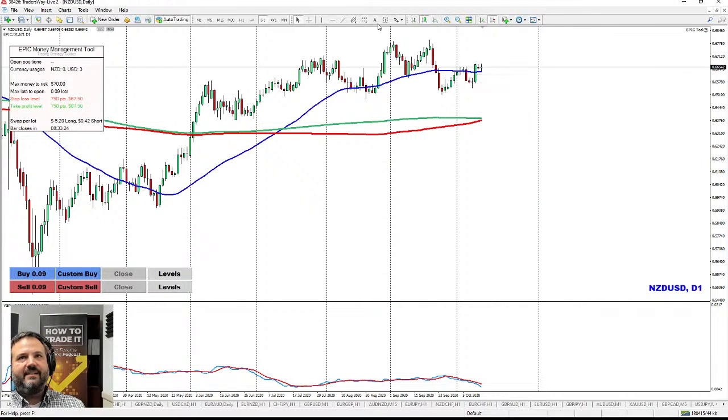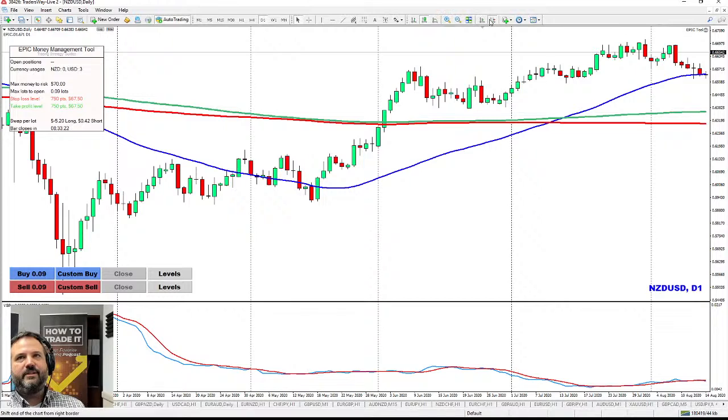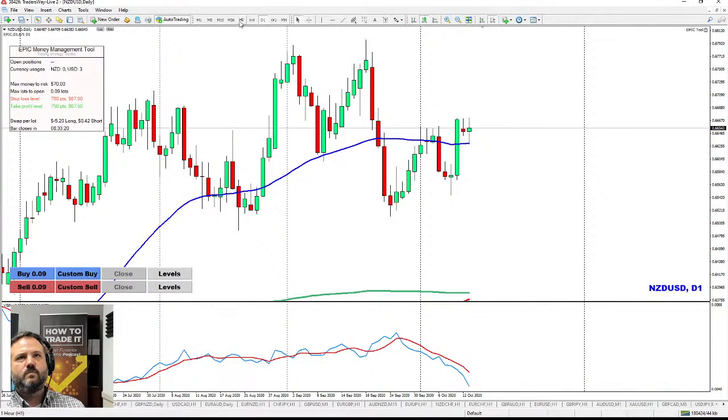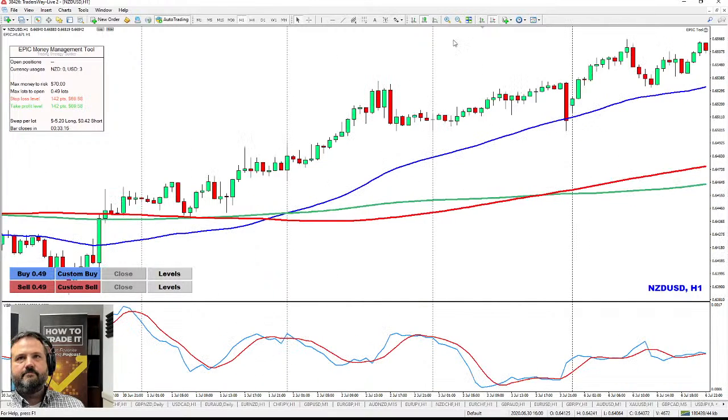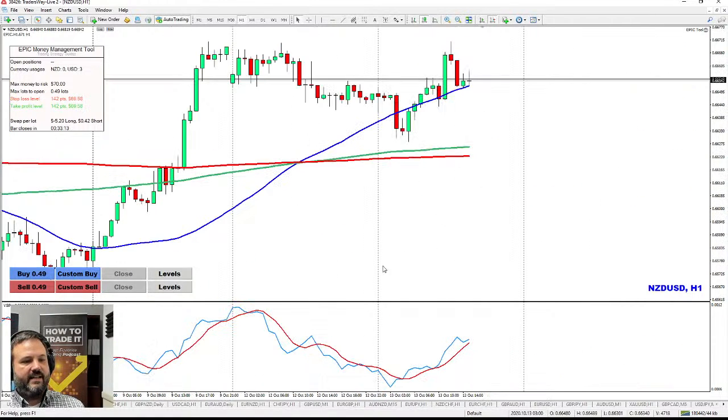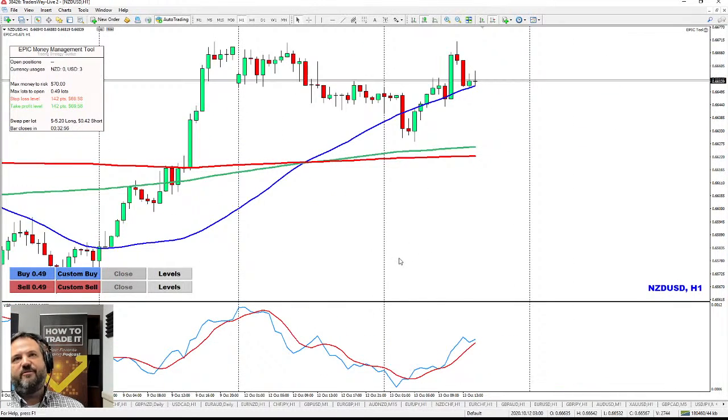Two little tiny candles. Not much happening. Okay, so Franz is asking me what tool I use to draw the trend line. It's just the standard trend line tool. But I have a setting. I like my trend lines short. I don't like the long ones. That's just a personal preference.